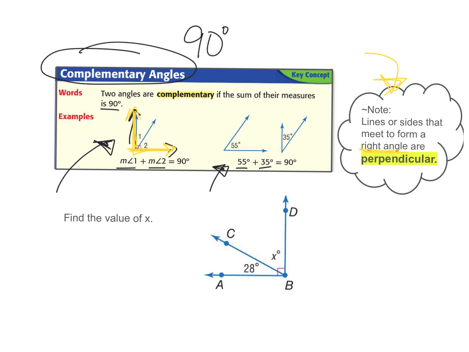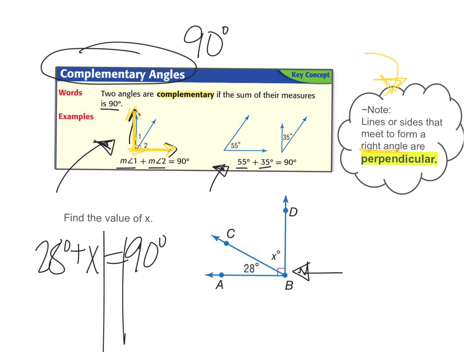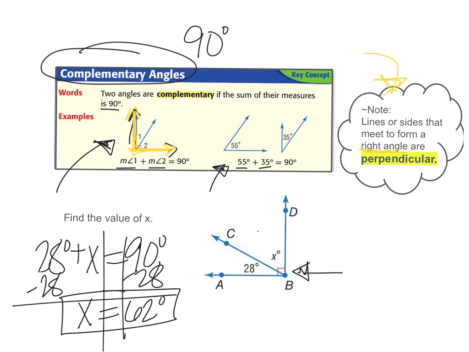Okay, if we look at our example on the bottom here, find the value of x. Again, I know because of that square right there that it's a right angle. So 28 degrees plus x has to equal 90 degrees. We can just go back to our one-step equation, subtract 28 on both sides, and x equals 62 degrees. I could plug that in: 62 plus 28 equals 90 degrees, so I know that it works and that they are complementary.